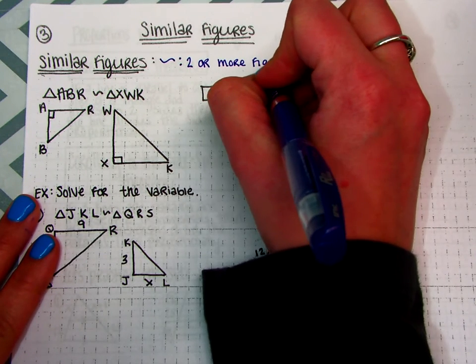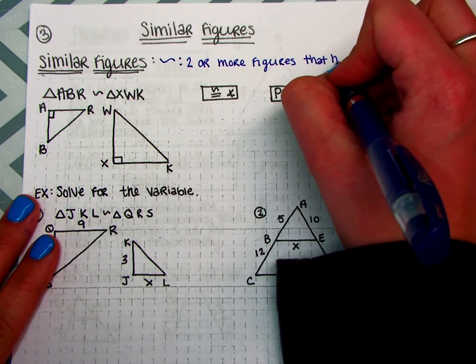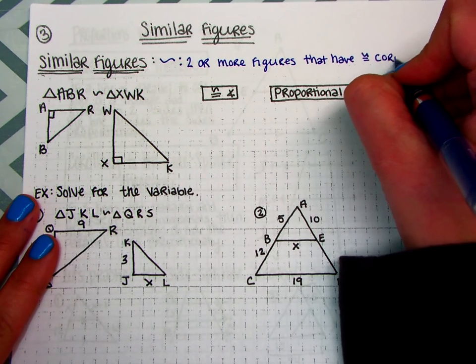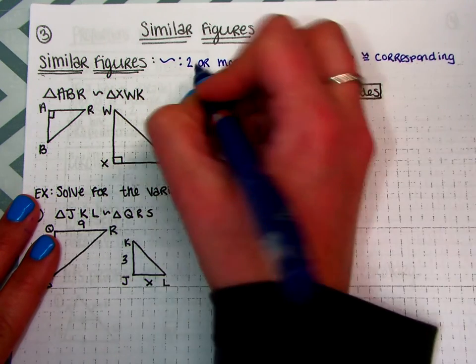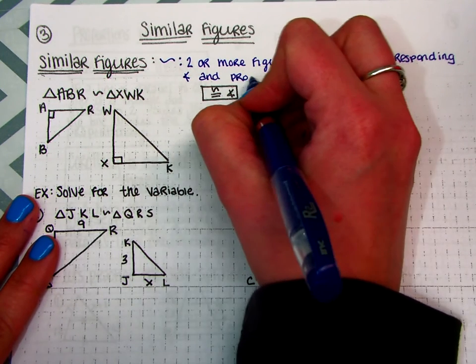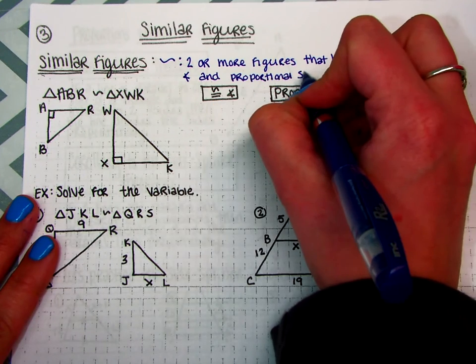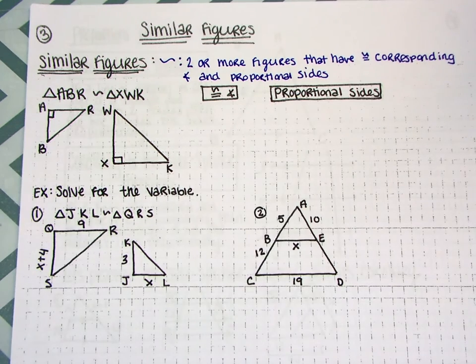So by definition, figures are similar, so two or more figures that have congruent corresponding angles and proportional sides. So the thing about similar figures is that the angles are the same, but the sides are not. So let me go ahead and grab some binder clips to have this make a little bit more sense.